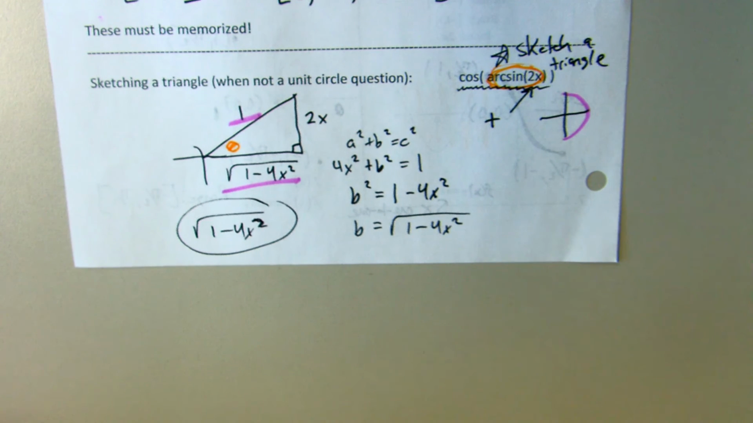Okay, so we're going to practice this stuff with our sheet 1. But you needed to see that if it's not about the unit circle, then it's going to be about sketching a triangle like this.